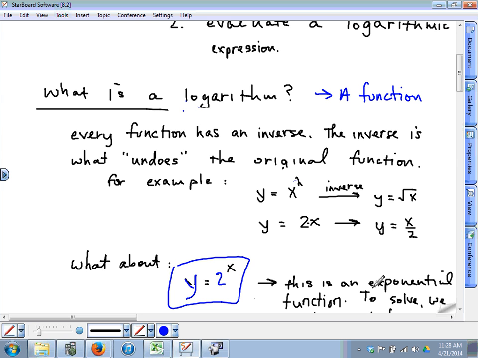Let's see how good your memories work. Why is this called exponential? The exponent function. It's not just because it has an exponent, because this also has an exponent, but this is not exponential. It's the x is the exponent. The variable is the exponent. That's why this is exponential. The variable is the exponent.